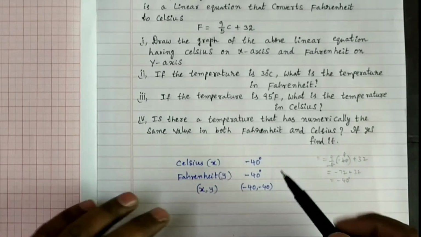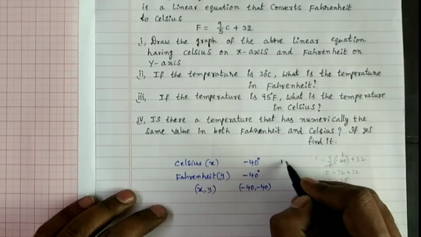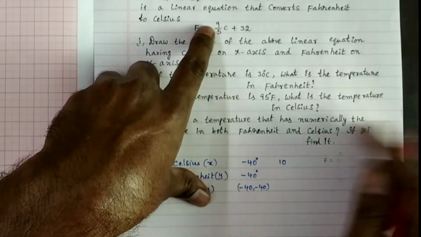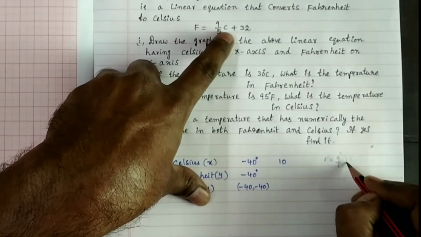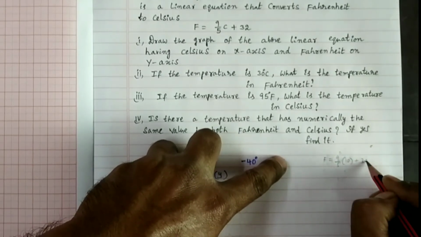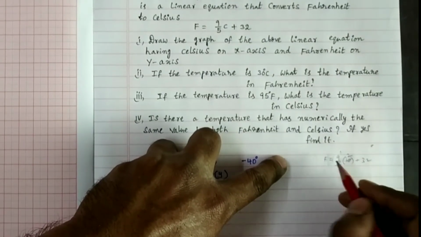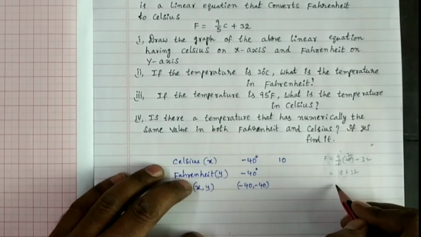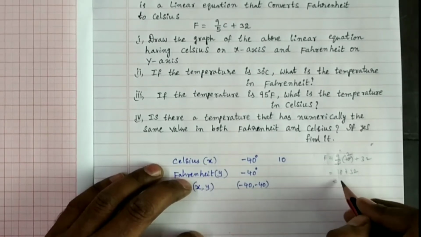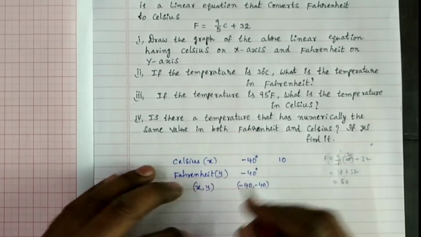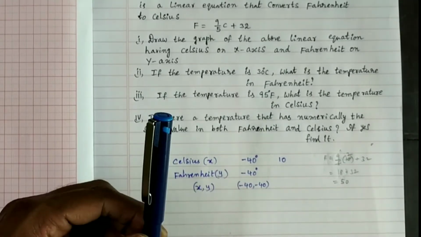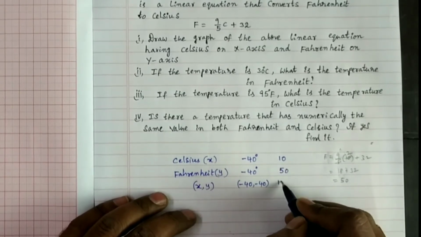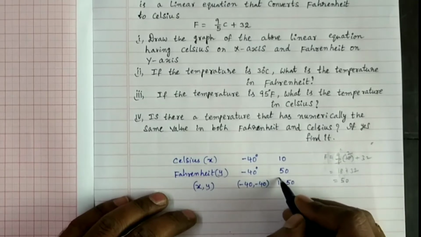And take two positive values, suppose 10 degrees. Substitute in the C place, F equals 9 by 5 into C value 10 plus 32. So 5 in 10, 2 times, 18 plus 32, that is equal to 50. So when we substitute Celsius 10 degrees, we will get 50 degrees Fahrenheit. So the point will be 10 comma 50.